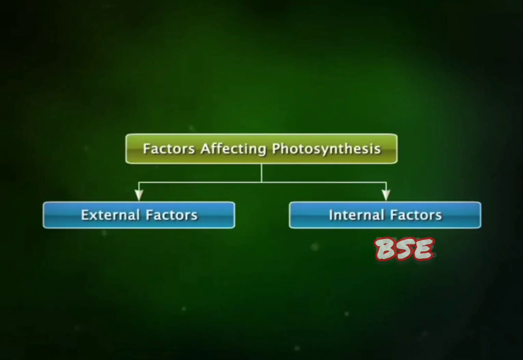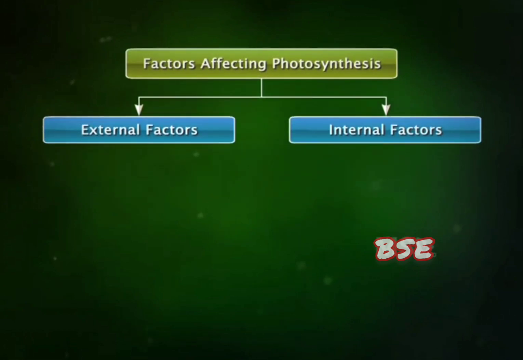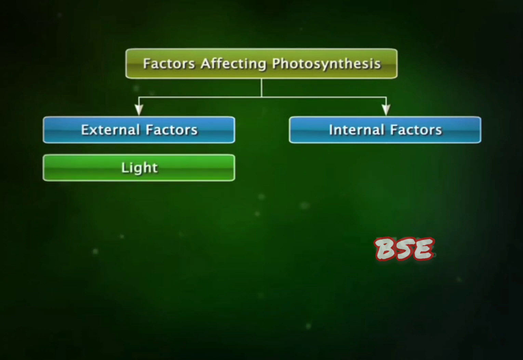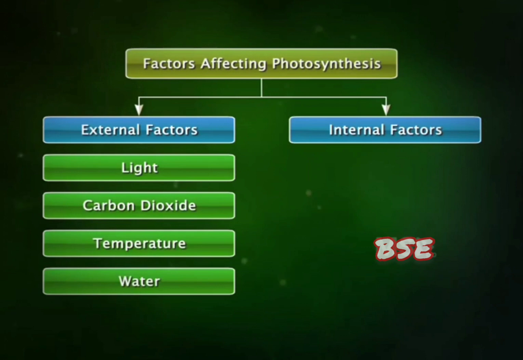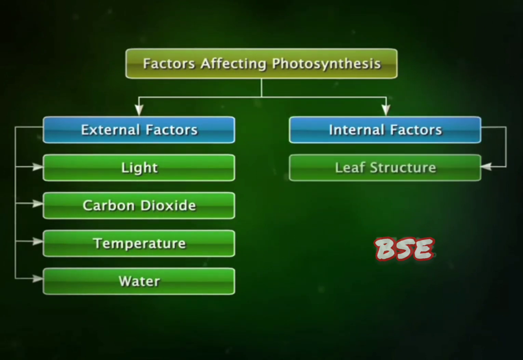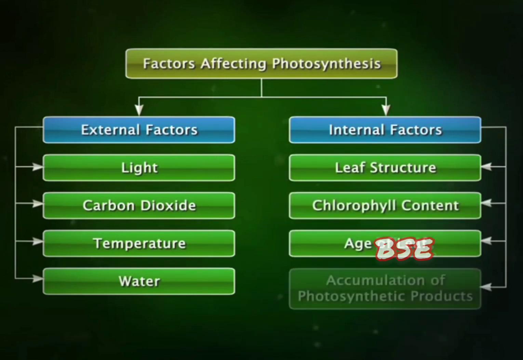There are many factors apart from light that affect photosynthesis. These factors are classified as external and internal factors. External factors are the environmental factors that affect photosynthesis. It includes light, carbon dioxide, temperature, water. Internal factors include leaf anatomy, chlorophyll content, age of the leaf, and accumulation of photosynthetic products.